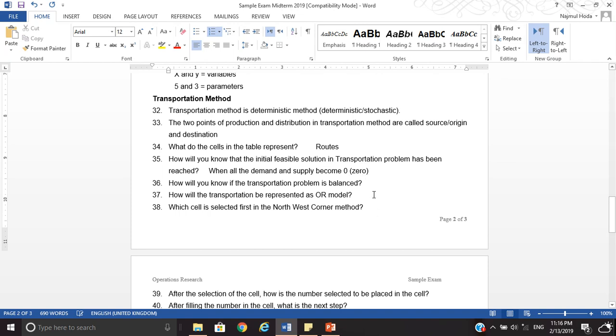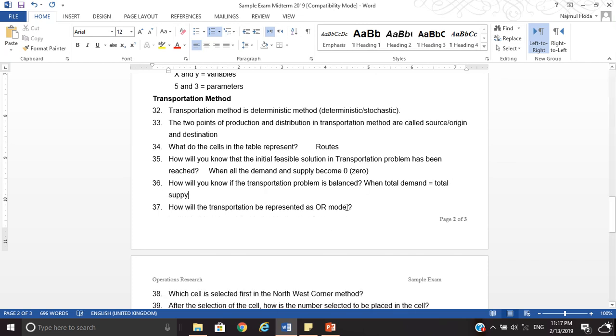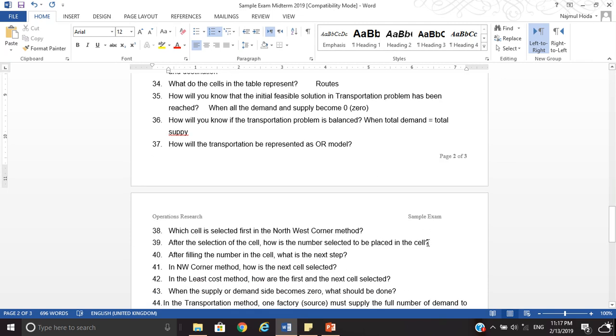How will you know that the transportation problem is balanced? When total demand is equal to total supply. So, we total add the supply side and the demand side and see if they are equal or not. How will the transportation problem be represented in an OR model?